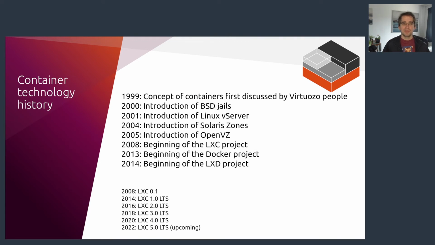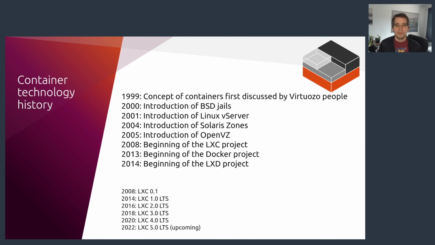Now, circling back to the history. Looking at the history of containers across all different operating systems, the general concept came up right at the end of the 90s, with folks from Virtuozzo pushing for the concept of containers and starting to really talk about it. The first implementation was not on Linux, but was instead on BSD, with BSD jail starting in the 2000s. That was shortly followed by the first Linux implementation, Linux VServer. This was not mainline, so it was a big patch set on top of the Linux kernel at the time.